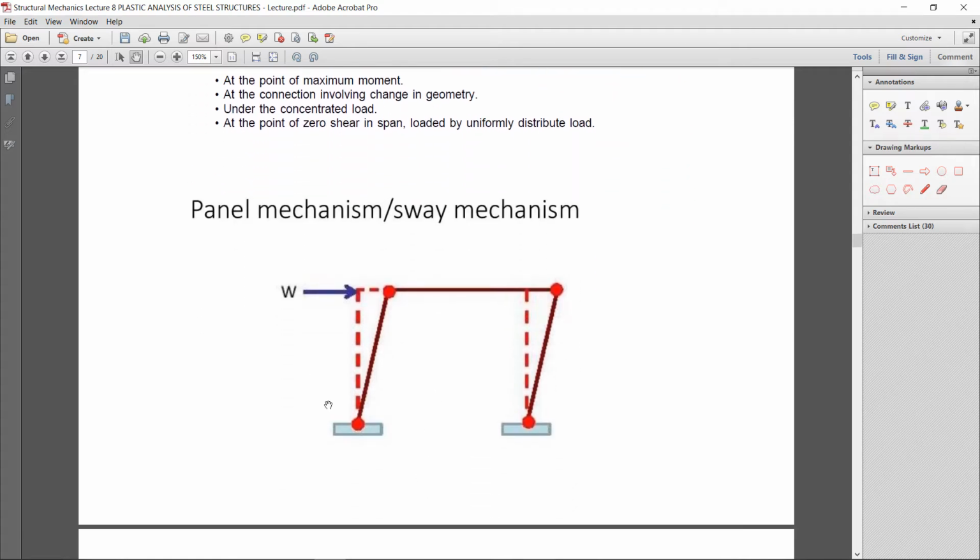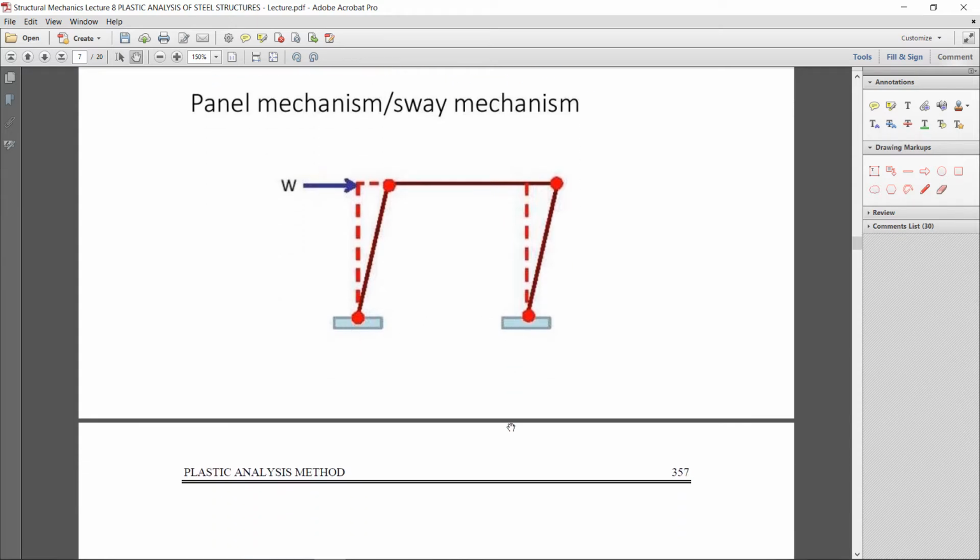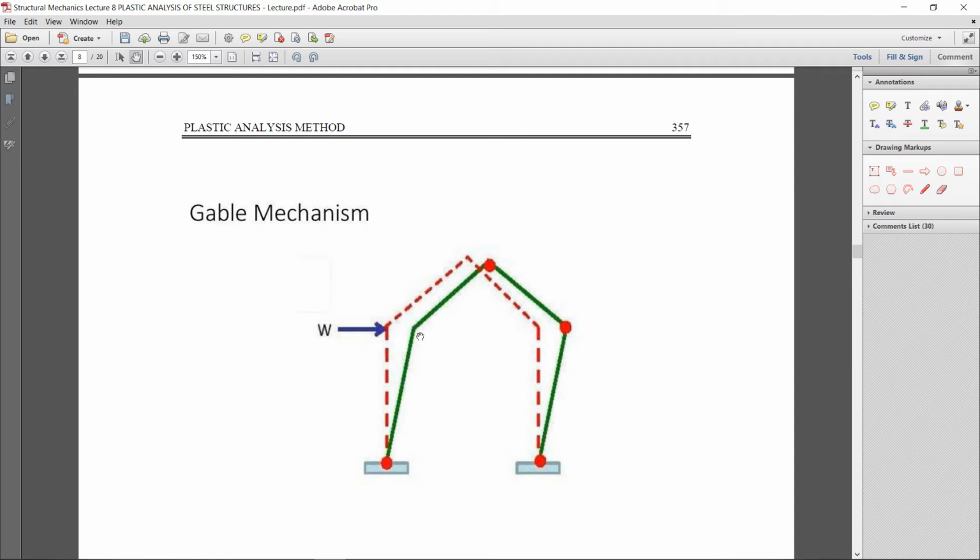Here is a demonstration. Here is a portal frame. The failure mechanism is shown. When the lateral load is acting, a plastic hinge will occur at this point, and at the supports also, if they are fixed supports. Similarly, in the gable mechanism, loading is acting at this point, and at the fixed end locations, the plastic hinges will occur.